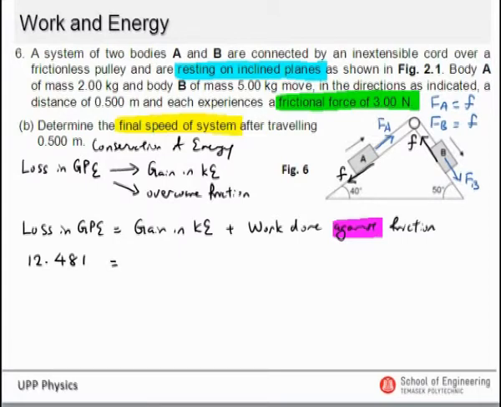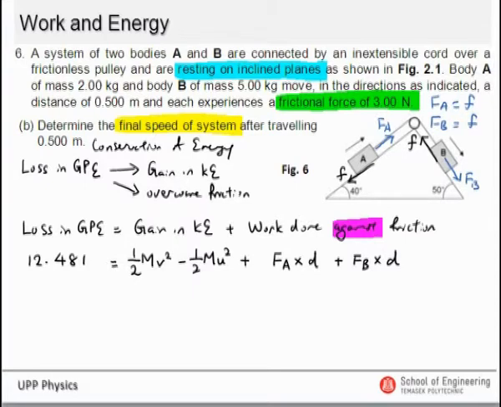Then the gain in KE is half combined mass M V squared minus half M U squared. V is the final speed of the system, where U is the initial speed of the system. Then work done against friction is force times distance in the direction of force. So FA times D plus FB times D. So these are all the variables that we know in the question.